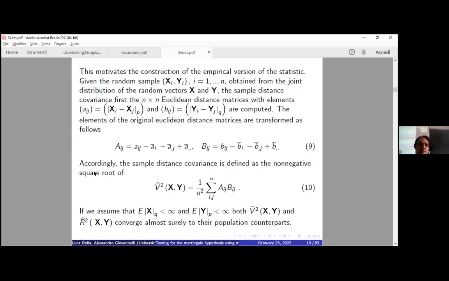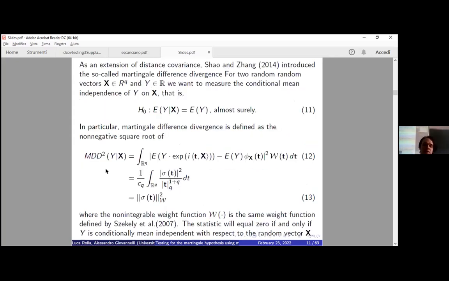Okay, so this is martingale difference divergence, which is very similar in its formulation to distance covariance, introduced by Shao and Zhang in 2014. And we are not looking anymore at full dependence, we are checking for conditional mean dependence of y on x.